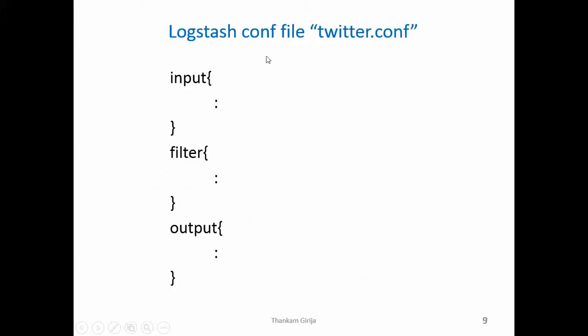This is an overview of the configuration file of Logstash. Setting up Logstash is also very straightforward. You can download it from a tarball, extract it, and change the config file. You can name the config file anything you want. I have named it twitter.conf. So it'll have 3 sections: input, filter, and output, and we'll look at each of them in detail.